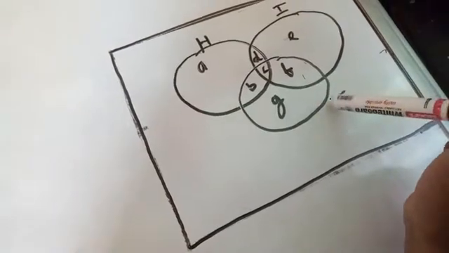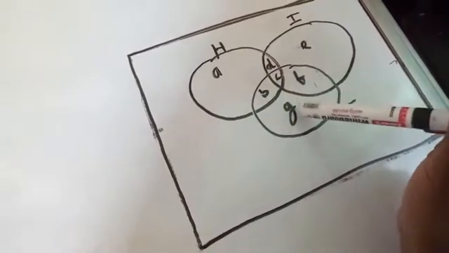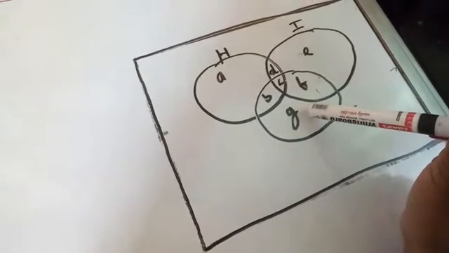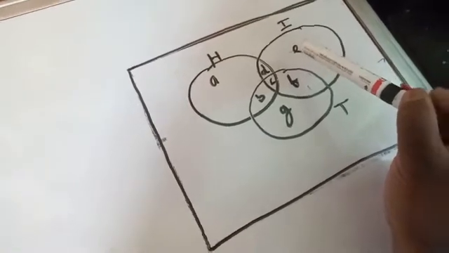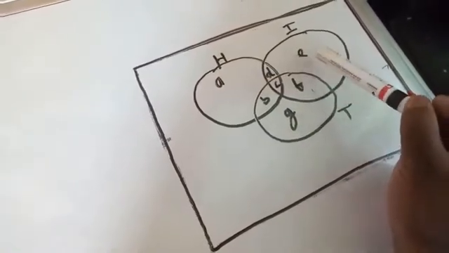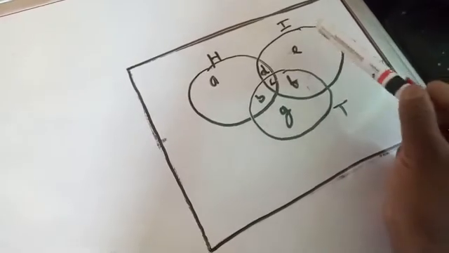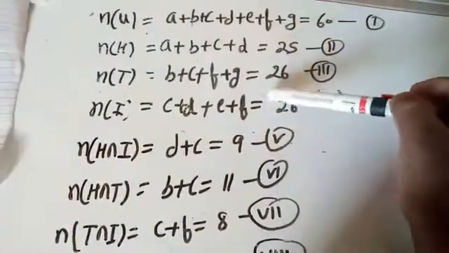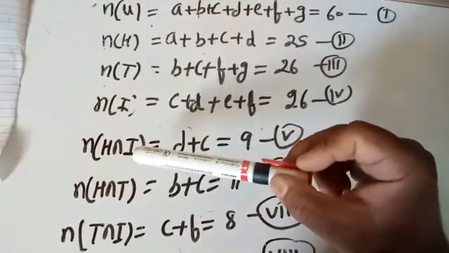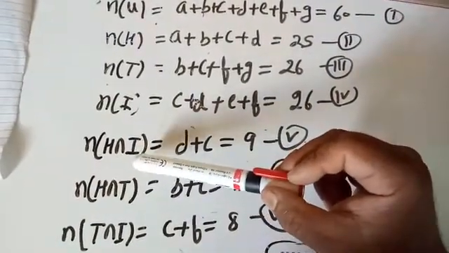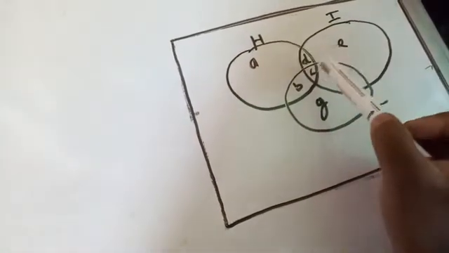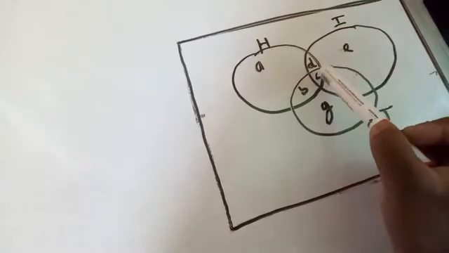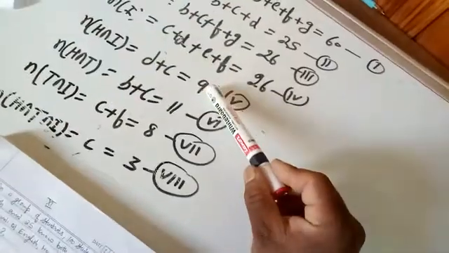And the number of people reading the T newspaper. T newspaper means B plus C plus F plus G, and that is 25. And the number of people reading the I newspaper. I newspaper means C plus D plus E plus F, that is equal to 26. Now the number of people who read both H and I. These are the common part in H and I, that means D and C. They are 9 people, so D plus C is equal to 9.